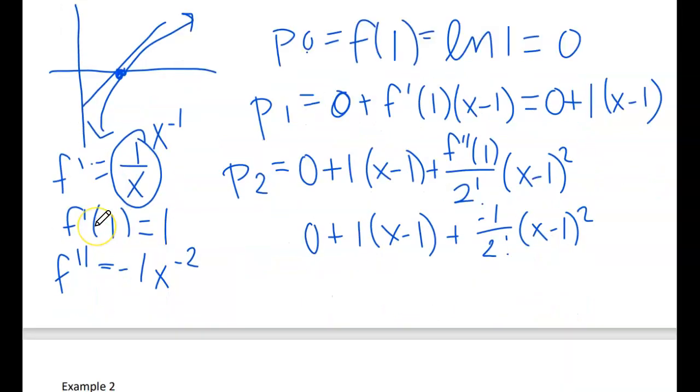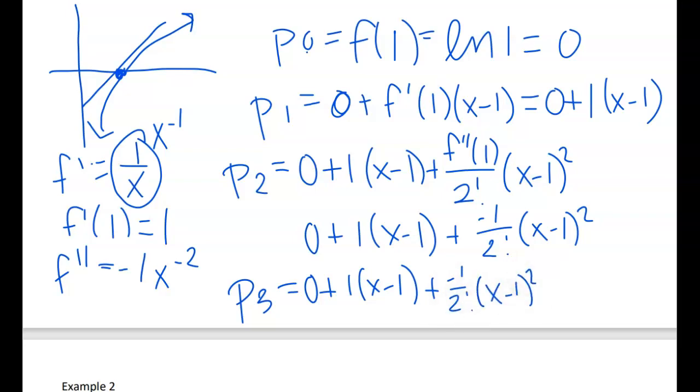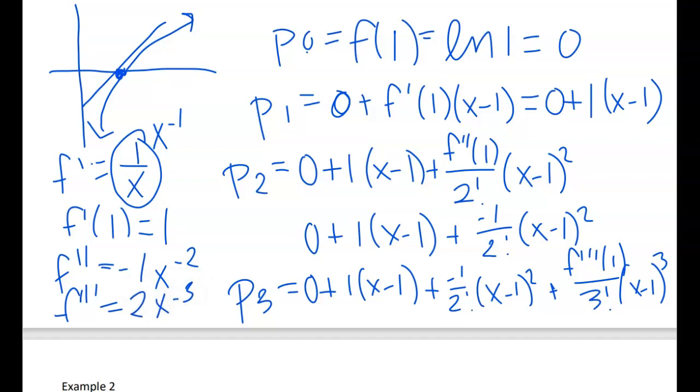All right, let's figure out p3. So p3 would be all of this plus the third derivative at 1 over 3 factorial times x minus 1 to the third. All right, so the third derivative, negative 2, bring it down, 2x to the negative 3. I'm still plugging in 1. And so this right here ends up being 2.